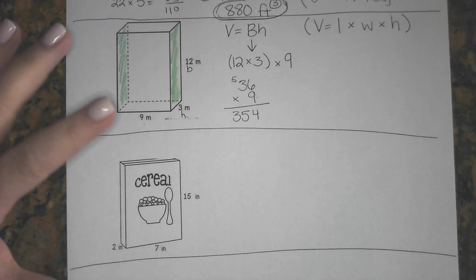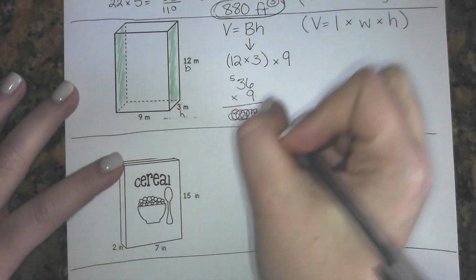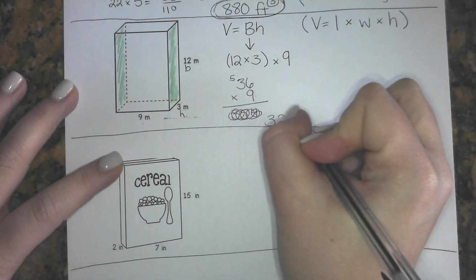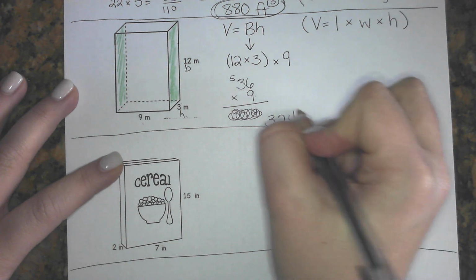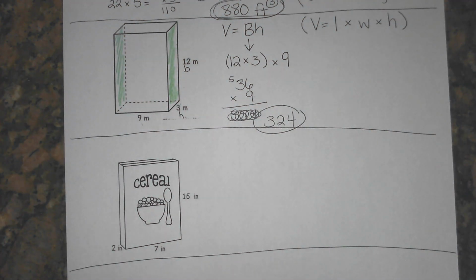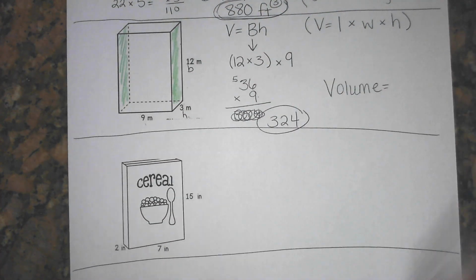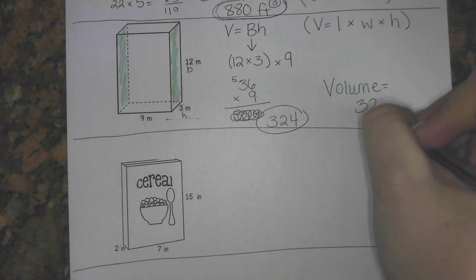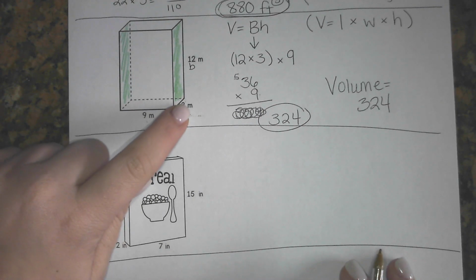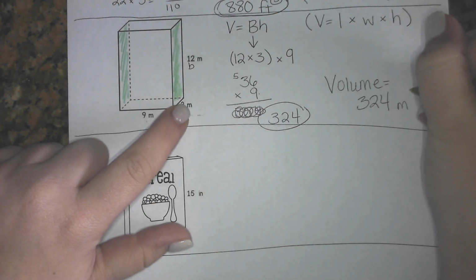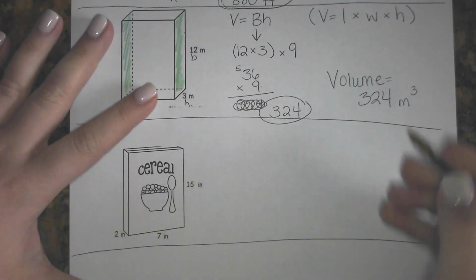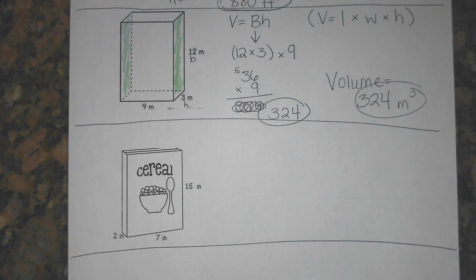No, I'm sorry, it's 32. Sorry guys, it's 32. Okay, so our final answer, or the volume for this rectangular prism, would be 324, and we have meters, so I put a little m to the third power because it's volume and it's cubed or three-dimensional.